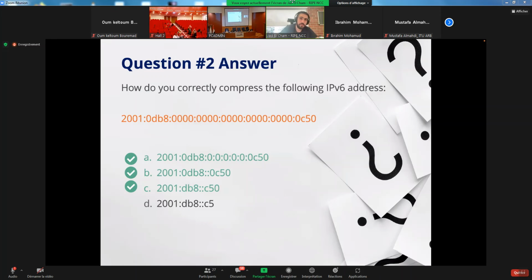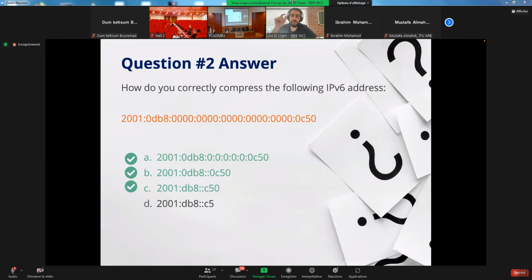D, there's somebody who mentioned D. Do you know why D is wrong? Look at the last group, which is 0C50. If you have $50 at the bank, it means you have $50. It doesn't mean that you have $5. So that's why D is wrong.